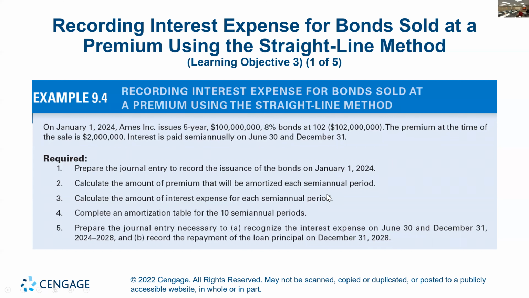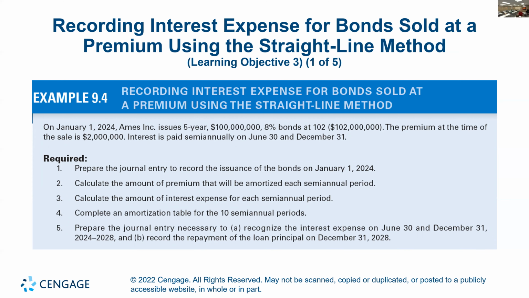When we do premiums, it's going to do the same concept. As we're taking it off, it is going to make the interest expense lower than the cash paid. And by the time we get done at the end of the bonds, that premium account is going to be moved all the way to 0. And then we'll just pay back the full amount of the face value, even though we received more cash up front.